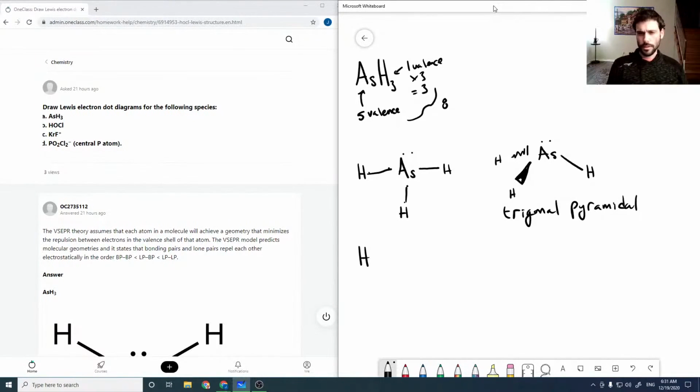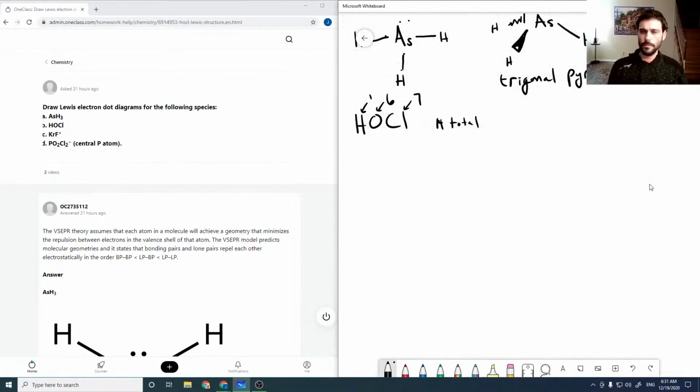Okay, so then HOCl, we've got 1, 6, 7 for each of the valencies, so then 14 total. Again I'm just going to assume simple and then correct afterward if it doesn't work. So that looks good. And we've got our 2, 4, 6, 8, 10, 12, 14, so that looks good. And so that's our molecule. It's linear.